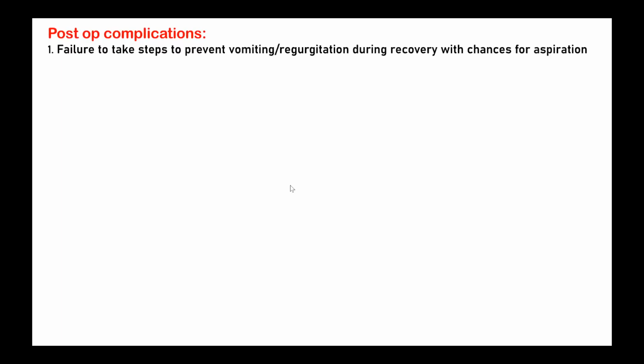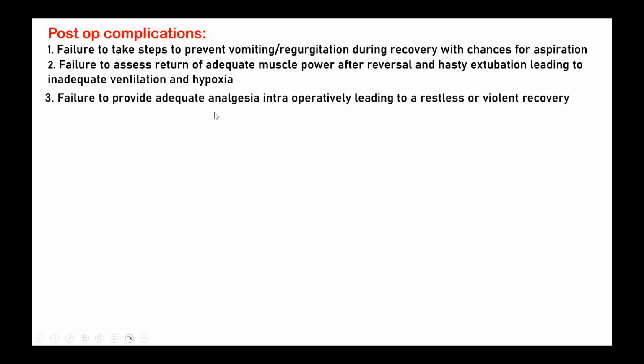Coming to the post-op complications: failure to take steps to prevent vomiting and regurgitation during recovery, failure to assess the muscle power before reversal, and hastily extubating, which may result in residual muscle paralysis and hypoventilation, stridor, or obstruction to the airway. Failure to provide analgesia intraoperatively, leading to a very restless and violent recovery, especially in pediatric patients.